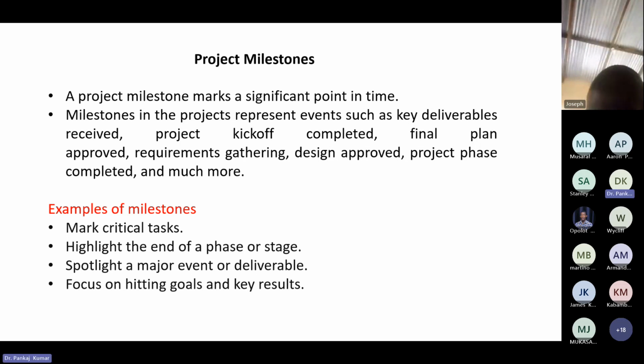Milestones are specific and well-defined, making it clear when they have been achieved. They are measurable, allowing project managers to objectively determine when they have been reached. Milestones have a specific date or time frame associated with them, indicating when they are expected to occur.